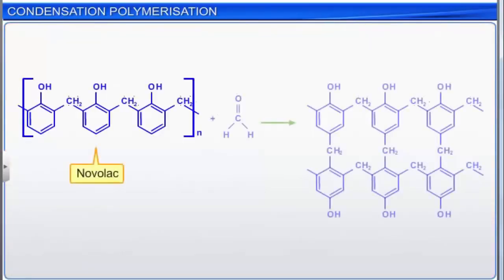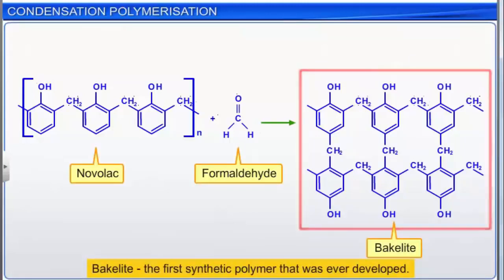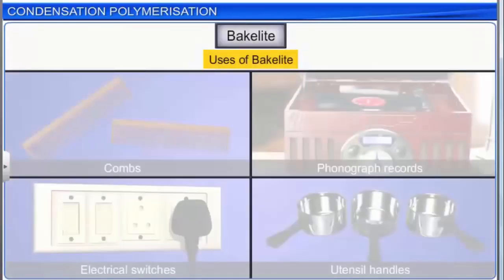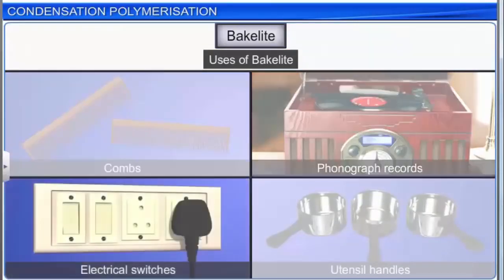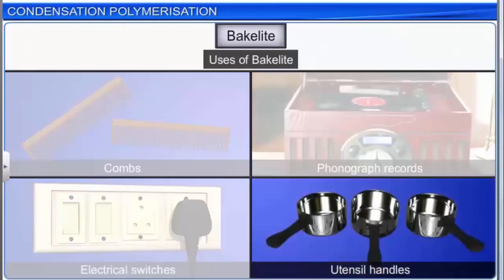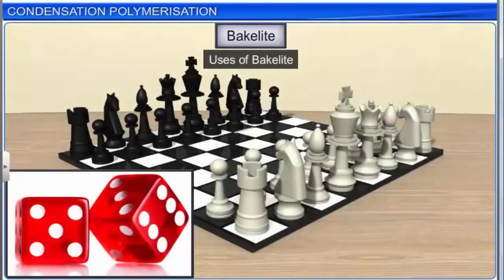When novolac is heated with formaldehyde, many cross-links between the chains develop. This cross-linked, rigid three-dimensional structure is called bakelite, the first synthetic polymer that was ever developed. Bakelite can be used to make combs, phonograph records, electrical switches, and utensil handles. Bakelite is also used as a porcelain substitute, such as in game pieces.